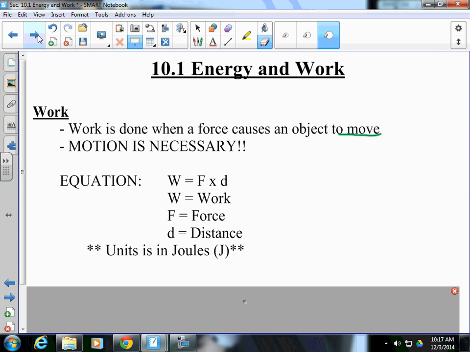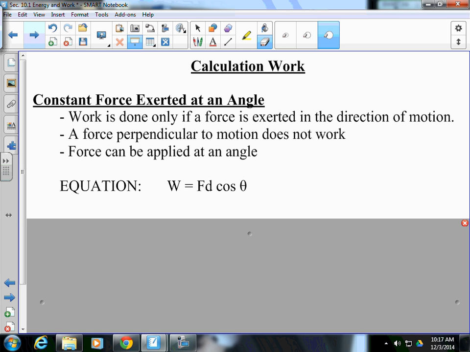The equation for work is equal to force times distance. F being force, with units in newtons, and distance being d, with units in meters. The unit for work and the unit for energy, which we're going to have quite a bit, is joules. And work is equal to force times distance. Now, that equation works if we are on a flat surface.